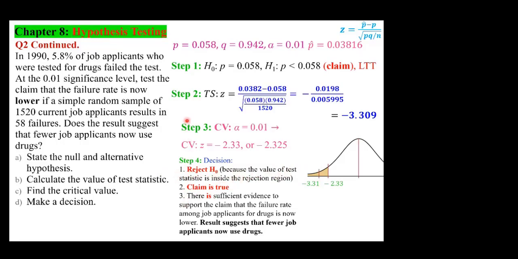What about the rest? You have to go back to the first step and make a decision. So if you are rejecting H0, that means you're okay with H1, you're accepting H1, and the claim becomes true. So stick with that. And now restate: there is sufficient evidence to support the claim that the failure rate among job applicants for drugs is now lower. The result suggests that fewer job applicants now use drugs. Either way is fine.